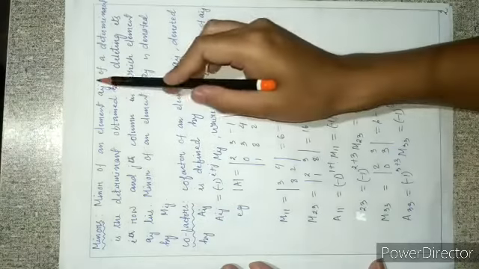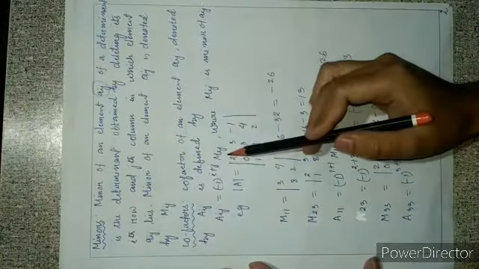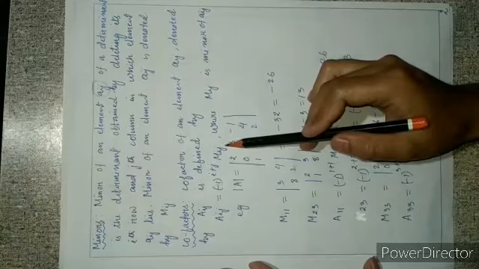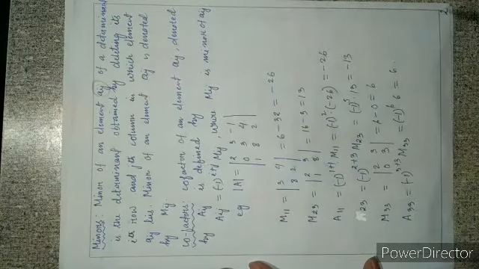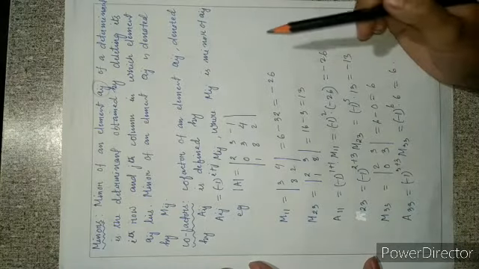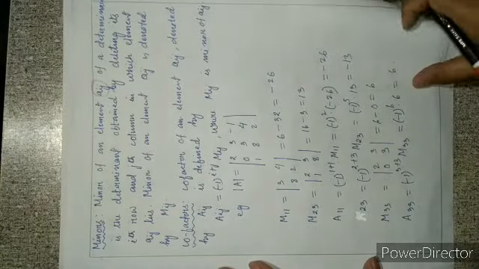The minor of an element Aij is the determinant obtained by deleting the ith row and the jth column in which the element Aij lies.